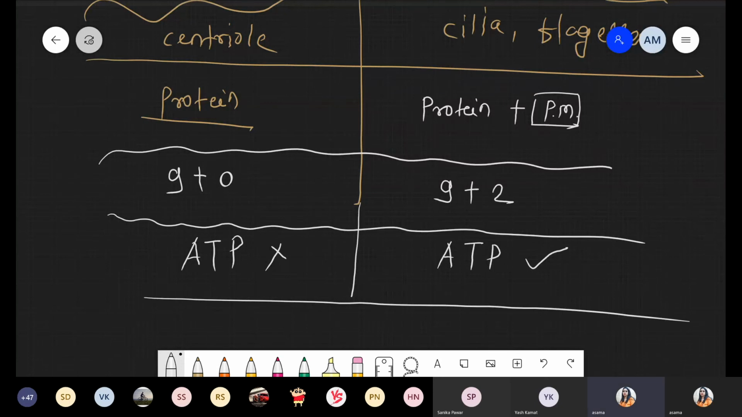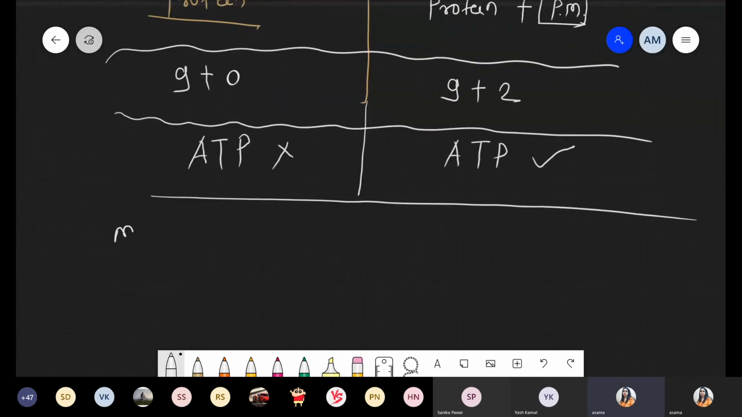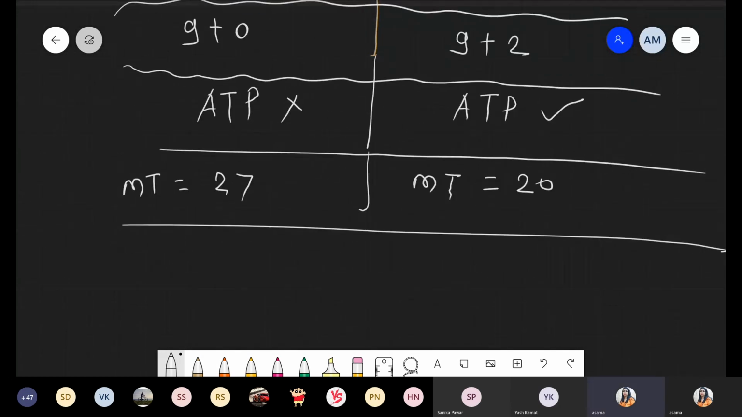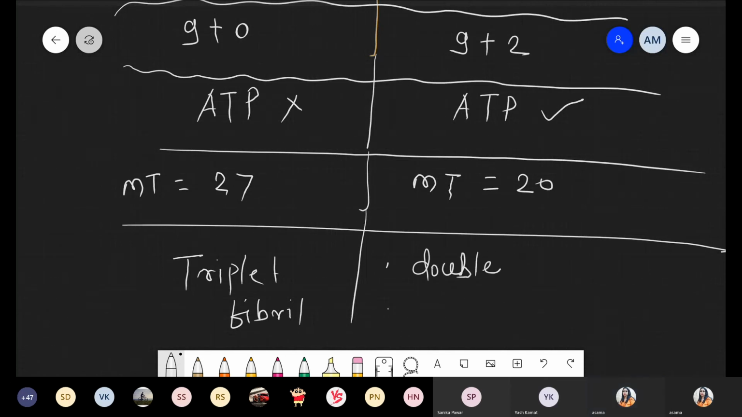And one more point is left, that is the number of microtubules. Total microtubules in the centriole are 27, and the total microtubules present in cilia and flagella are 20. So we count that part, just check. And one more part is left: triplet fibril form will be here. The centriole consists of triplet fibrils, while cilia and flagella consist of doublet fibrils on the periphery and the presence of a singlet fibril at the center.